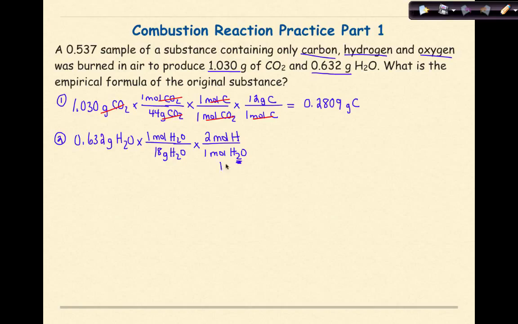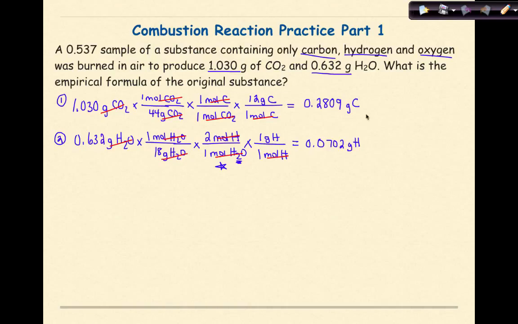And that's a really critical step right there. Finally, my last step is to say that in 1 mole of hydrogen, I'm going to have 1 gram of hydrogen. Again, just the atomic mass. We check our units. Grams of water cancels grams of water. Moles of water cancels moles of water. Moles of hydrogen cancels moles of hydrogen. And then finally, I find that my answer here is going to be 0.0702 grams of hydrogen.